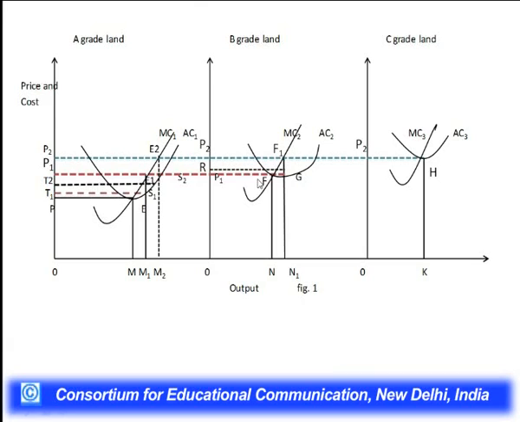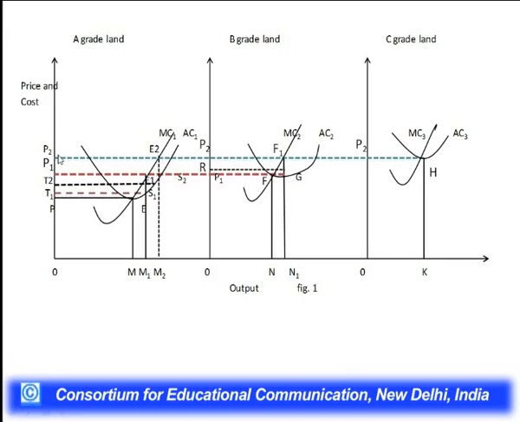Now, as there is further increase in population, B land is now completely used and there is demand for land C also. So, land of grade C is also brought under cultivation. What do you see here? That here the average cost is the highest. We have taken AC3 and MC3. Now again the price must be equal to the average cost and marginal cost. So the new price of wheat is OP2.